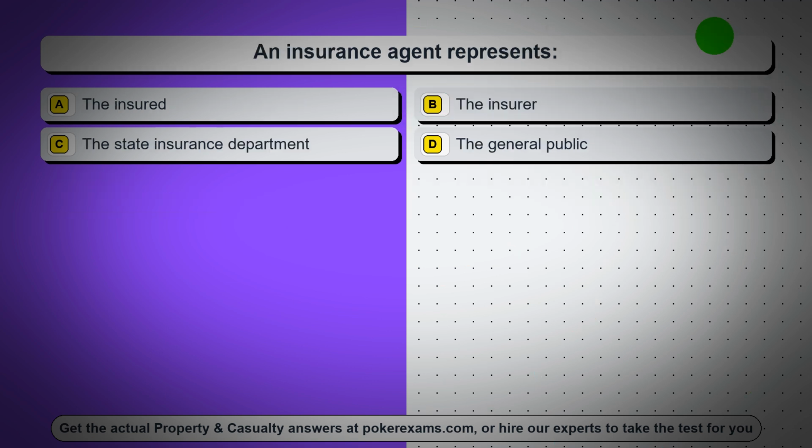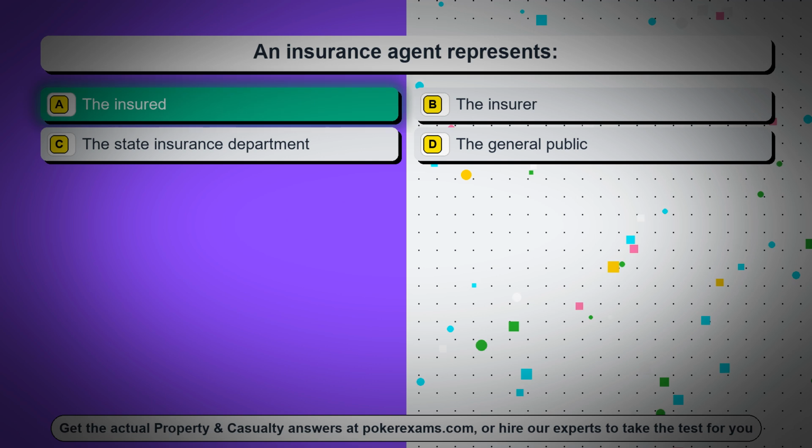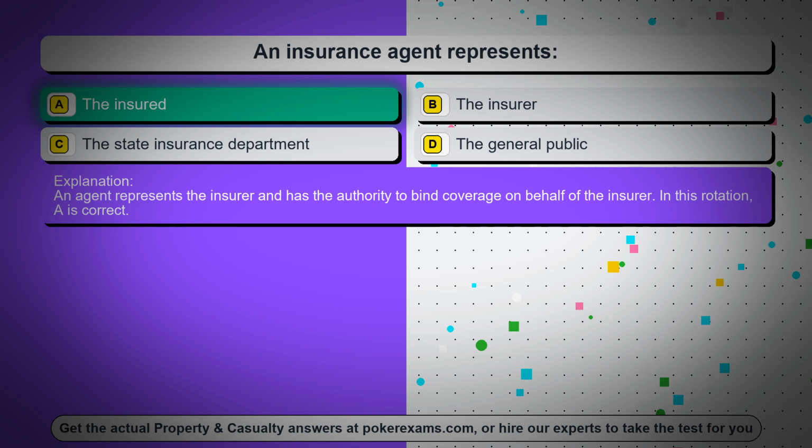Question 34. An insurance agent represents, option A, the insured, option B, the insurer, option C, the state insurance department, option D, the general public. The correct answer is option A, the insured. An agent represents the insurer and has the authority to bind coverage on behalf of the insurer. In this rotation, A is correct.